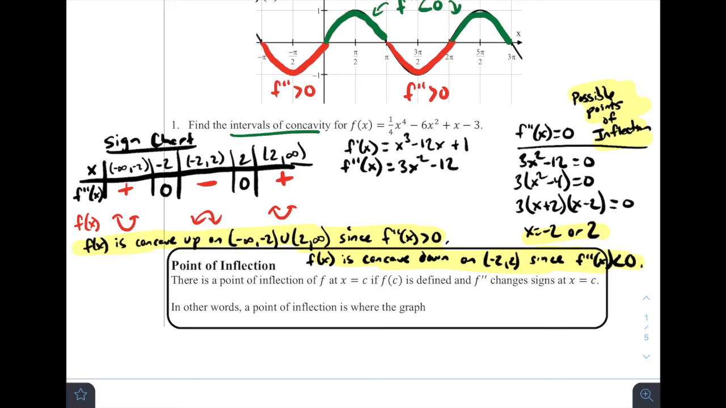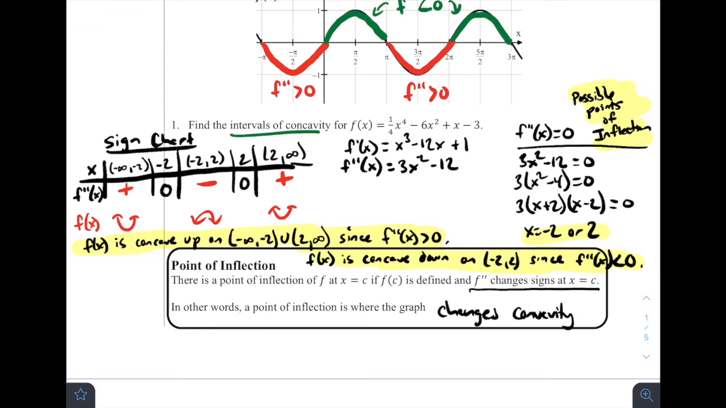All right, so points of inflection, sort of a formal definition that we've got here. There is a point of inflection of f at x equals c if f of c is defined and f double prime changes signs at x equals c. So not only does there have to be a place where f of c is defined, but we also need to have f double prime changing signs at that value. So in other words, a point of inflection is where a graph changes concavity. It's where it changes concavity.